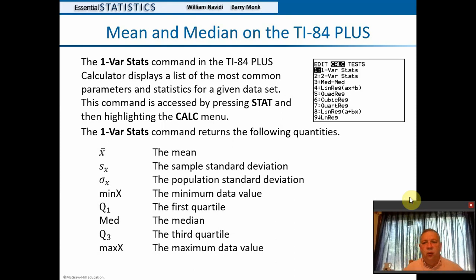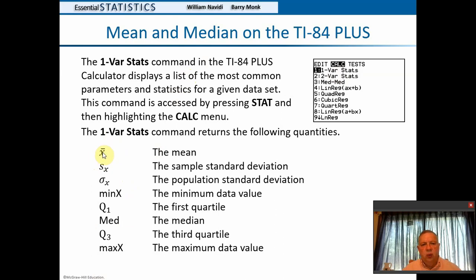If you have an 84 plus, our textbook provides a lot of instructions for it. If you have the TI-84, the one var stats command, we'll go over this more in class. You can basically go through. The calculator displays a list of the most common parameters and statistics for a given data set. We'll just do the one var statistics. We'll put it in our L1, do this little calculation. And here's the output, and we just wanted to give you the idea of what these things are.